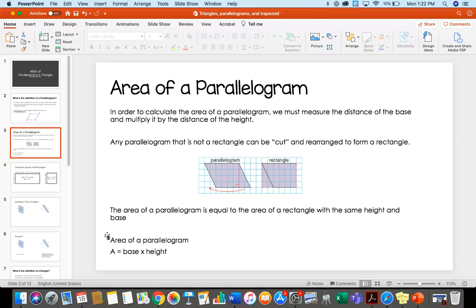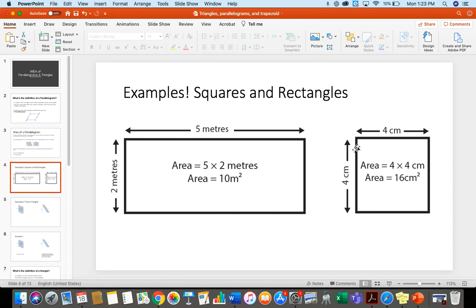So over here, I wrote the area of a parallelogram: area is equal to base times height. So if we were to apply this to squares and rectangles, it would be the same. So our base over here would be 5 meters times the height, which is 2 meters. So for a rectangle, we go 5 meters times 2 meters is equal to an area of 10 meters squared. Okay? And then the same goes for a square. We go base times height, which is 4 centimeters by 4 centimeters is equal to 16 centimeters squared.